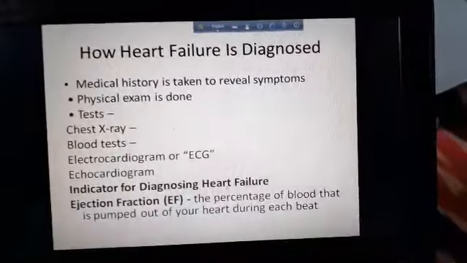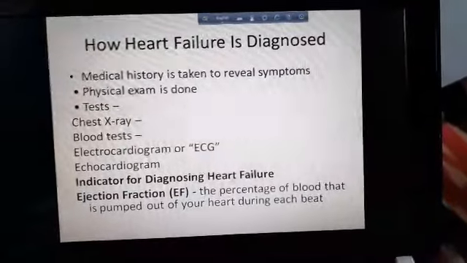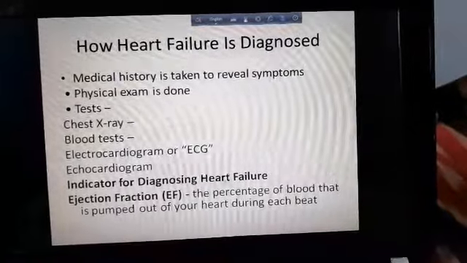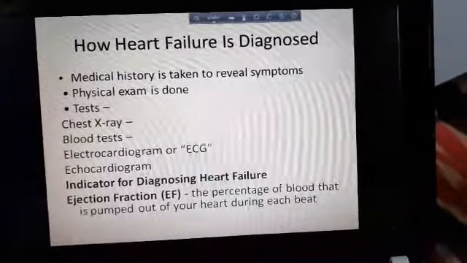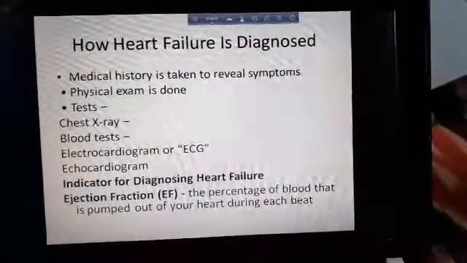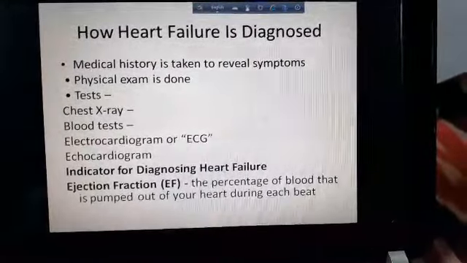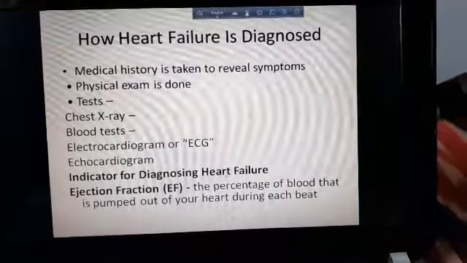This is the edema, tender hepatomegaly, and jugular venous pressure elevation. These are the three cardinal signs of heart failure. Now, how is heart failure diagnosed? Of course, medical history is to be taken to reveal symptoms, and examination is done. What tests need to be done?